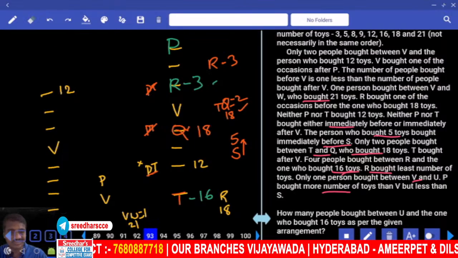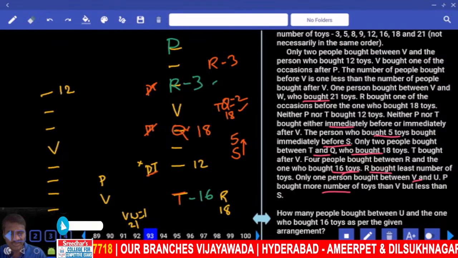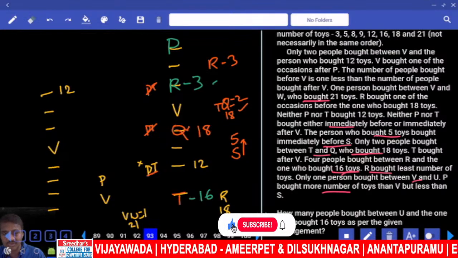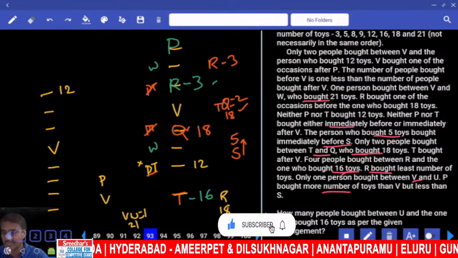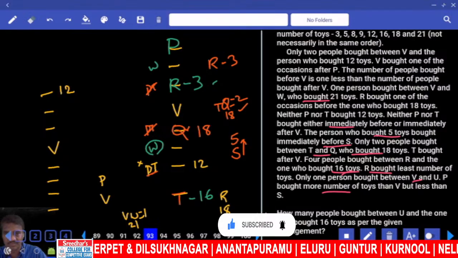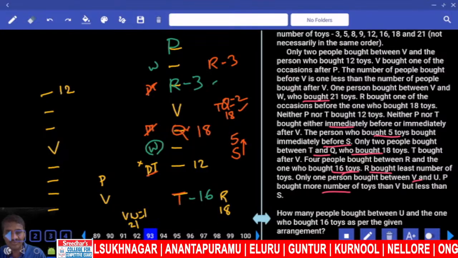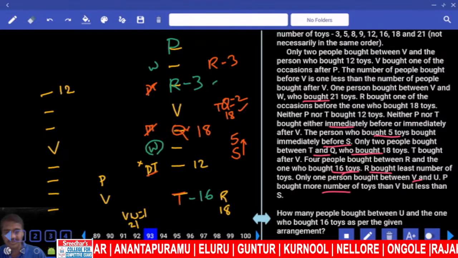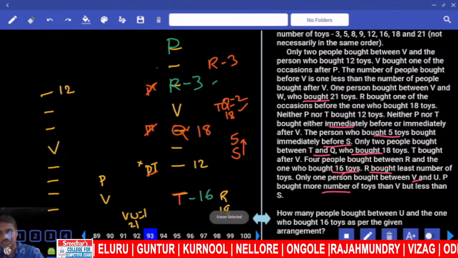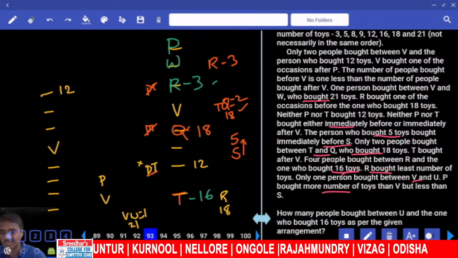And V and W, there is exactly one person. W is almost 21. And W is 21. W can be either here or here. How many possibilities? 2 possibilities. Then, if W is here, 5 and S is not possible. Clear? Hence, W cannot be at this place. If W cannot be here, where should this W be? W must be second from the top.